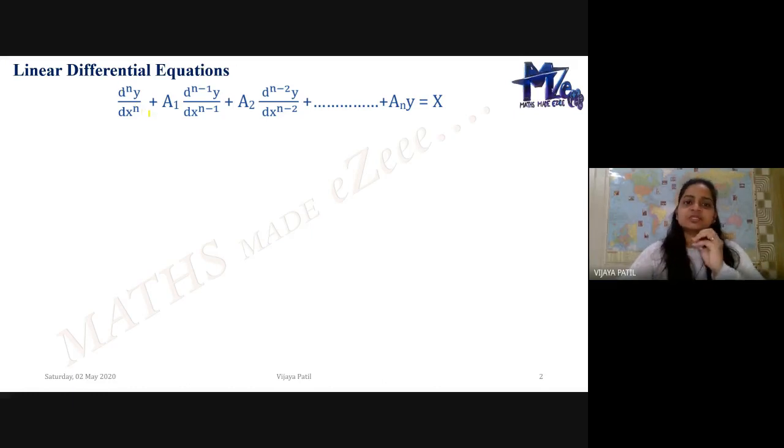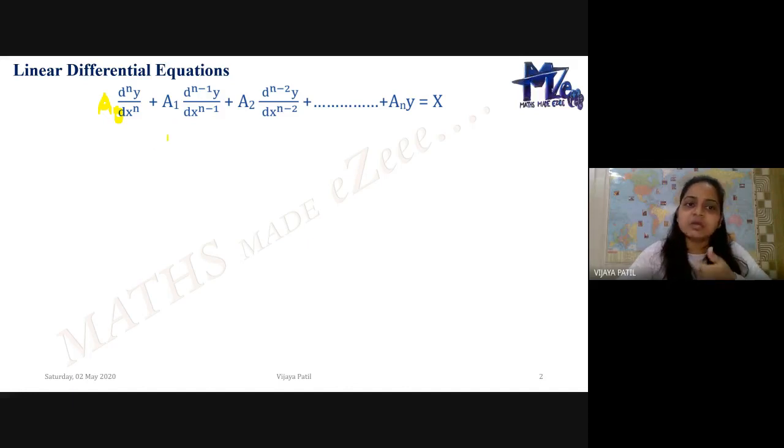A linear differential equation with constant coefficients is something like this: a0 d to the power n y upon dx to the power n. Sometimes it is also given in some books with a0 as well. Then plus a1 d to the power n minus 1 y upon dx to the power n minus 1, and so on. So this is nothing but the linear differential equation with constant coefficients.